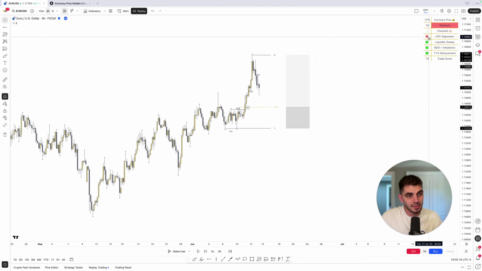There's now an X next to higher time frame alignment, and my trade score went from 100 all the way down to 75. So this is not exactly an A+ setup. Just to clarify, that doesn't mean it's a bad setup. It just means that maybe you should adjust your risk accordingly. You should be aware that it's not a perfect setup, but you do, of course, need to use your own discretion as to whether or not you're going to get involved in such a setup.